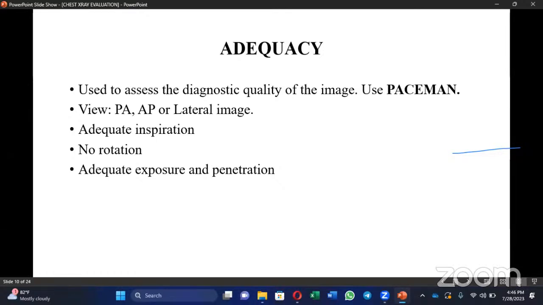With the PACEMAN or with adequacy, you look at the view. Is it an AP, a PA, or a lateral image? Look out for adequate inspiration, which the PACEMAN will help us to do, and then also look out for any possible rotation within the image, and adequate exposure or penetration, just as we use the PACEMAN to do. I hope this part we've already covered with the PACEMAN or the technical adequacy assessment that we did earlier. So we can proceed.